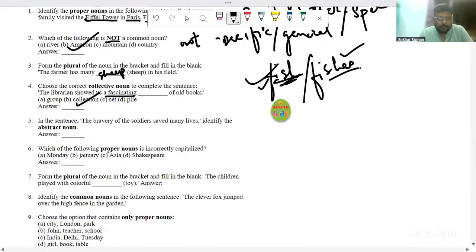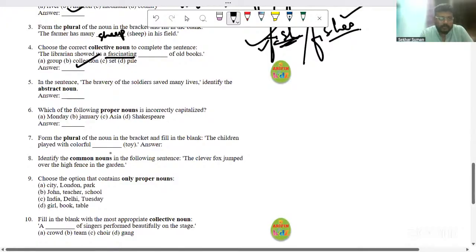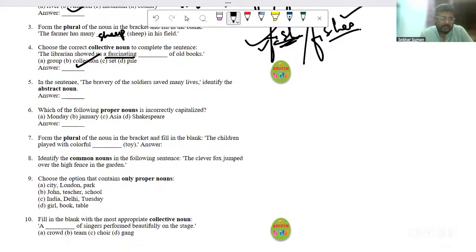Let's move to question number 5. In the sentence, the bravery of the soldiers saved many lives. Identify the abstract noun.